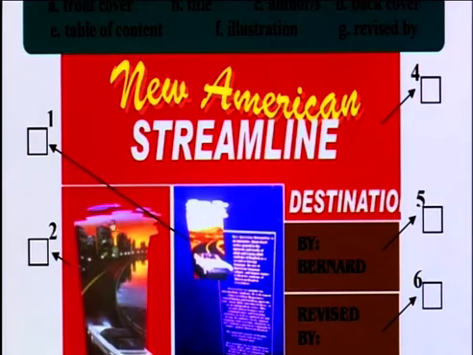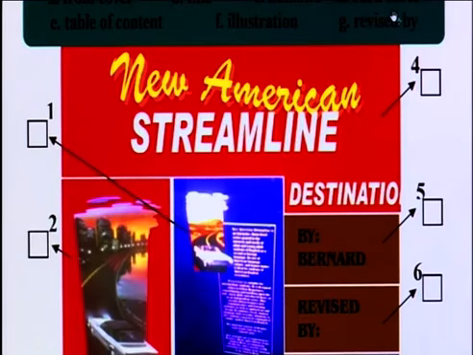This is a front cover. Title. This is the title. Authors. Author or authors, the writer. This is, here is written by Bernard. So Bernard is the author. This part is related to the author. Back cover. The back of the book. This is a back cover.